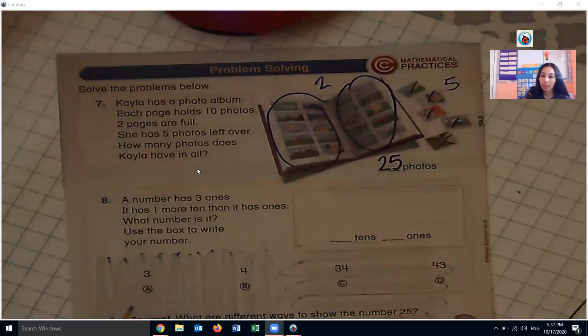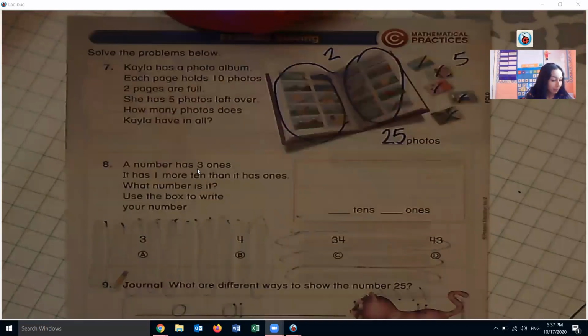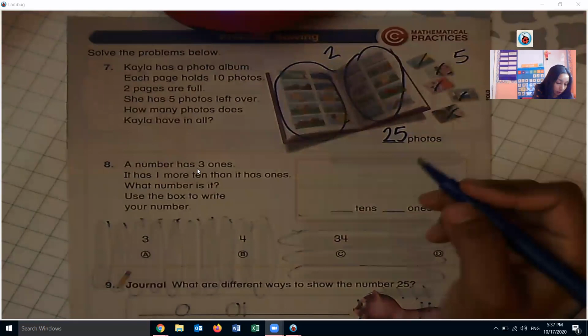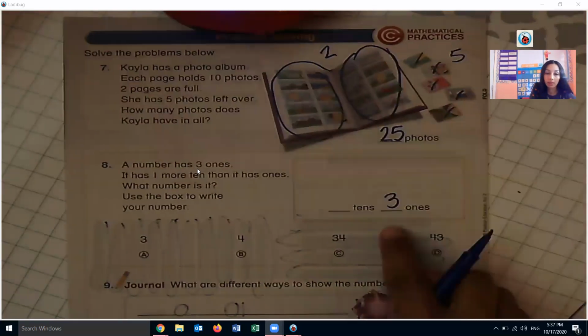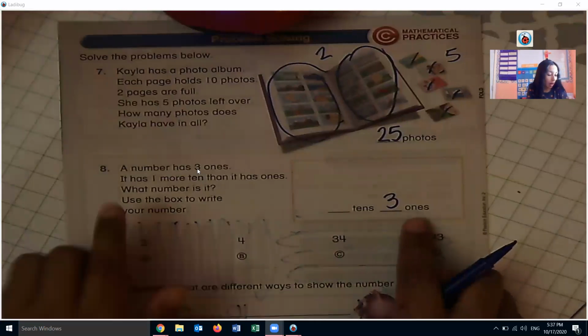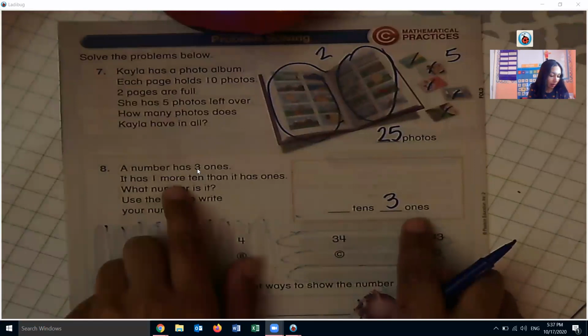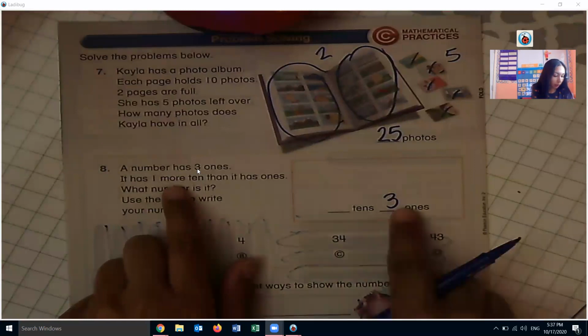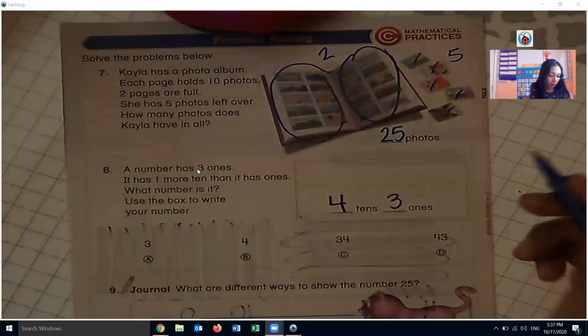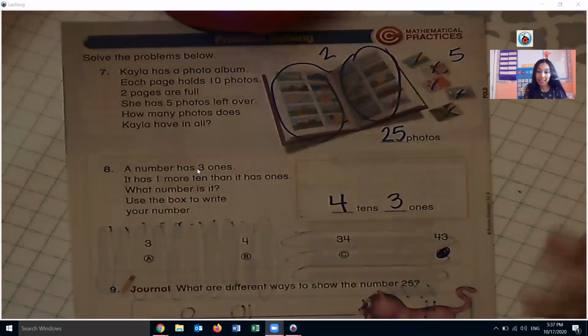So this is kind of like a little riddle mystery. It says this number has 3 ones. Okay, so I can write 3 in the ones place. But now the tens is a little trickier to figure out. It says it has 1 more 10 than it has 1. So we need to make 3 be 1 more. So 1 more than 3 is 4. What number is it? The number is 43, letter D.